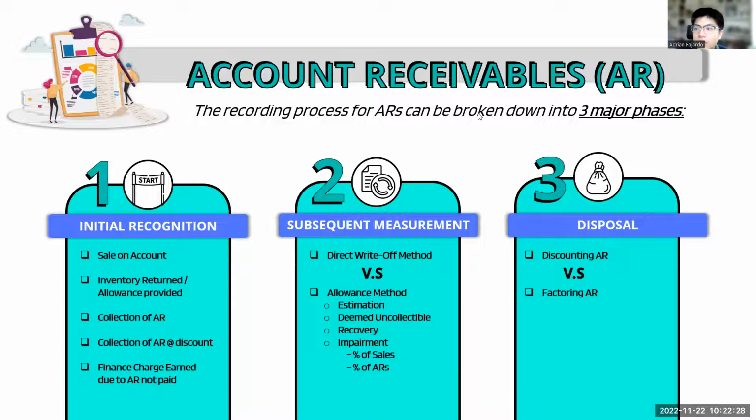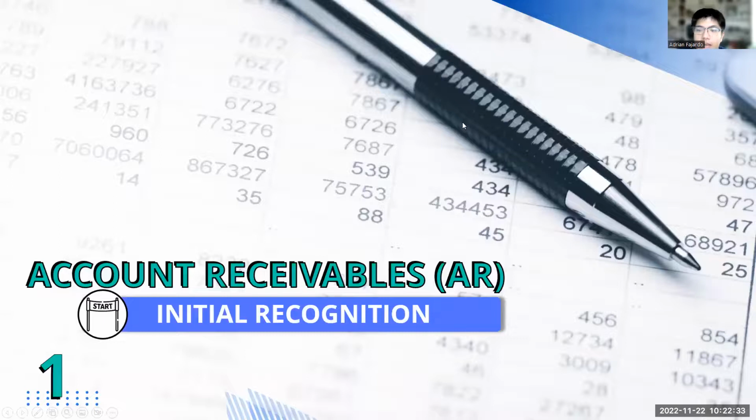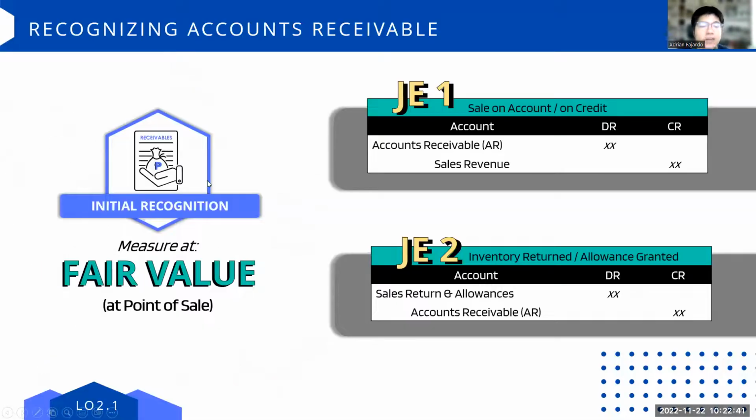Okay. So with that said, now that we're clear about our recording process, let's take a deep dive into initial recognition first. For initial recognition, the very first thing that I want you to master is, if they ask you how do you recognize accounts receivable, the very first thing that you'll have to answer is that you measure accounts receivable at fair value at the point of sale. So again, you recognize your AR in initial recognition at fair value at the point of sale.